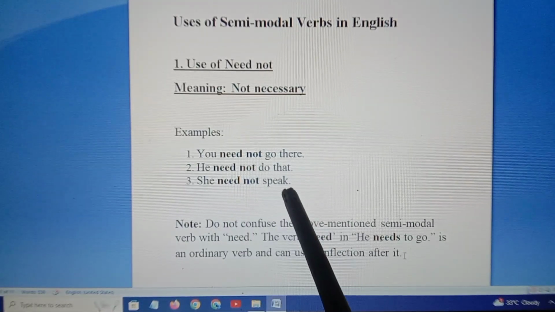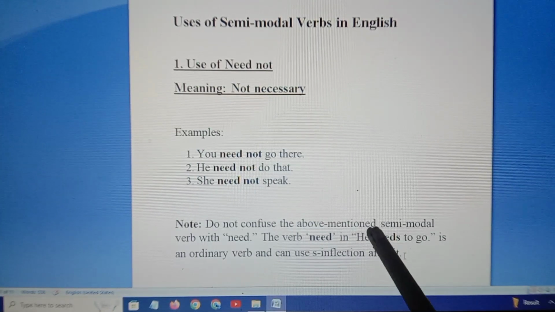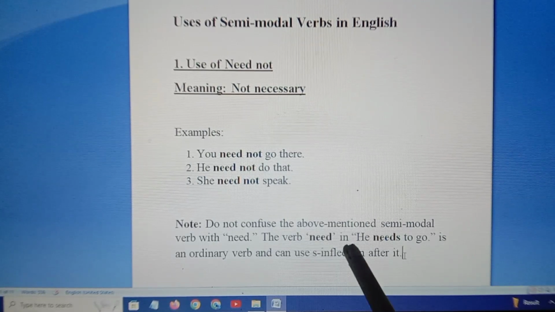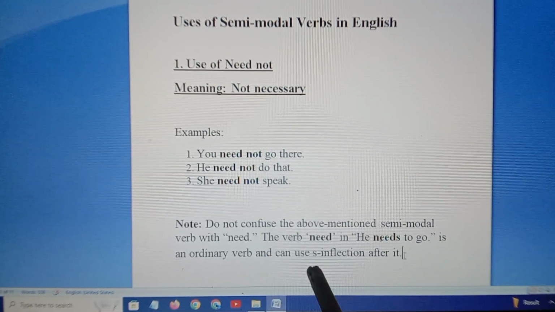She need not speak. Note: do not confuse the above-mentioned semi-modal verb with need. The verb need in he needs to go is an ordinary verb and can use inflection after it.